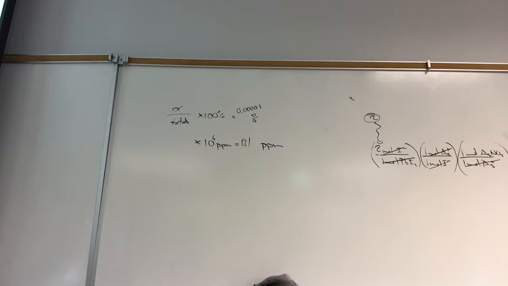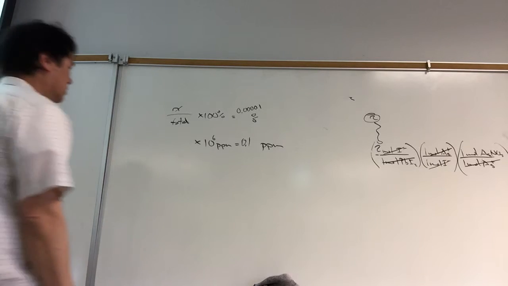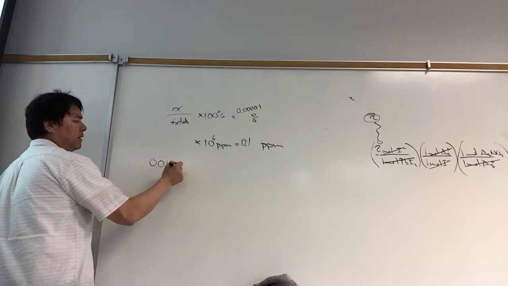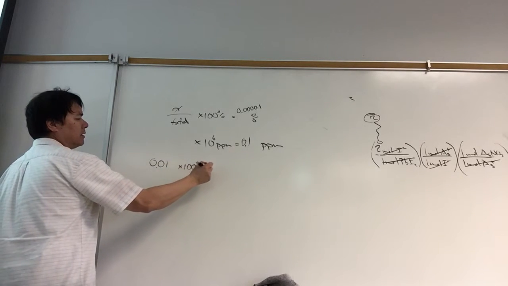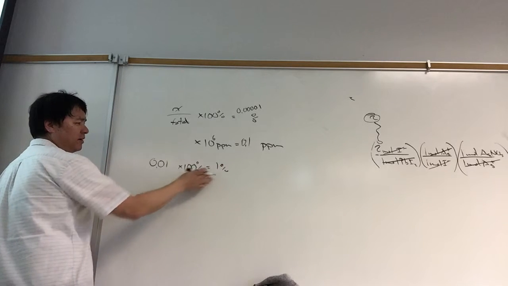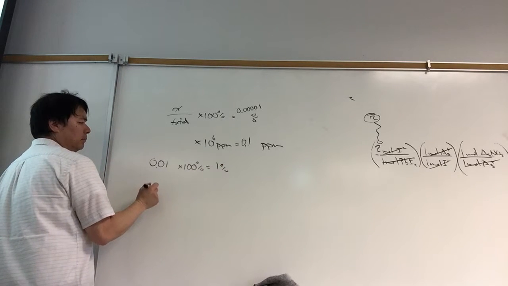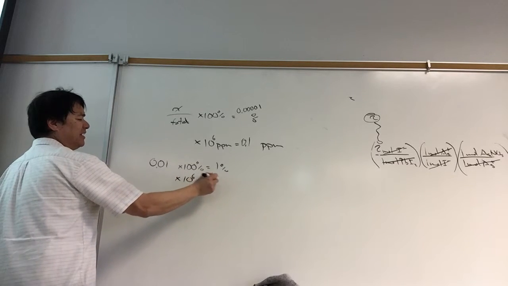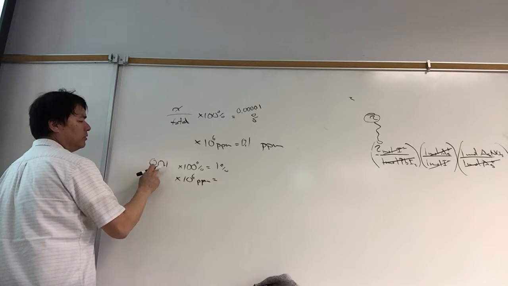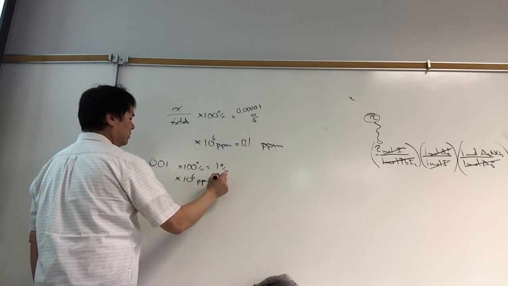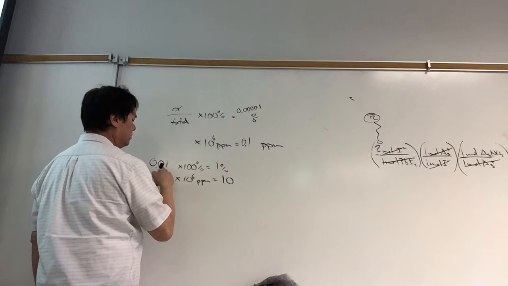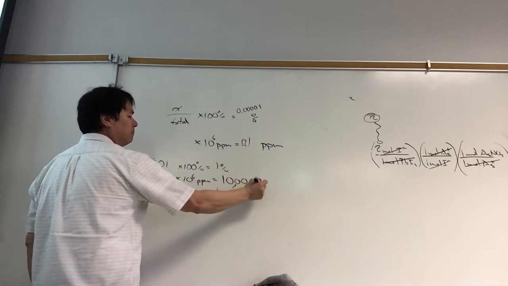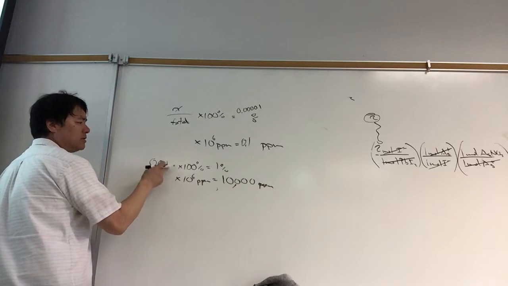Sometimes the numbers are very small. It depends on the fraction. If you have a fraction like this, you multiply by 100%, it comes out to 1%. This is very convenient, right? But if you multiply by 10 to the 6 ppm, then it comes out to, well, you've got to move it over 6 places. So 1, 2, 3, 4, 5, 6. It'd be 10,000 ppm. And so here, percent is much more convenient.